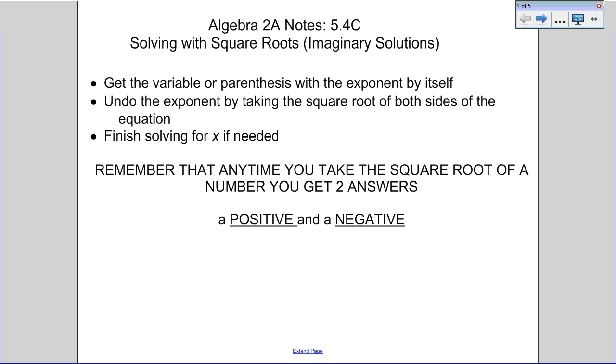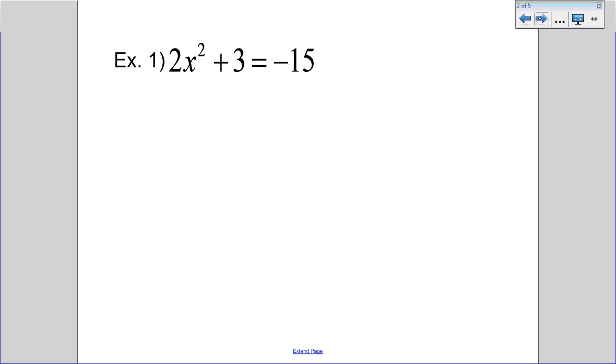So this is going to look very familiar to 5.3D. We're going to get the variable or parentheses with the exponent by itself. We're going to undo exponents by taking the square roots. We have to remember that we're going to have two solutions, the positive and the negative, so that's where we write that plus or minus. There's going to be a lot of things here that I go through quickly. What we're going to keep in mind, though, is that we've added in this idea of being able to take the square root of a negative. So let's take a look at these 4 examples.